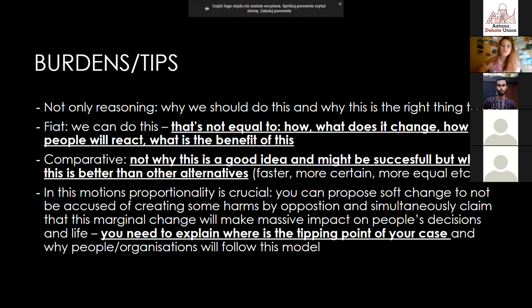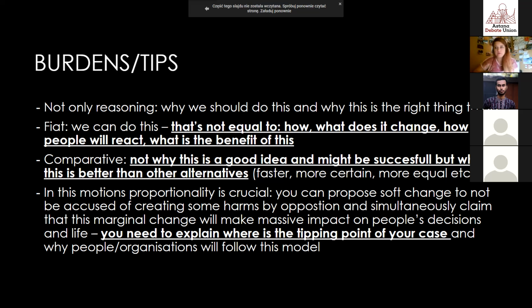Be comparative: not only why this is a good idea and might be successful, but why it's also better than the other alternatives. Then you can use different metrics. It might be faster, more certain, or more equal for other people. You just need to think what the other side can say about your solution.